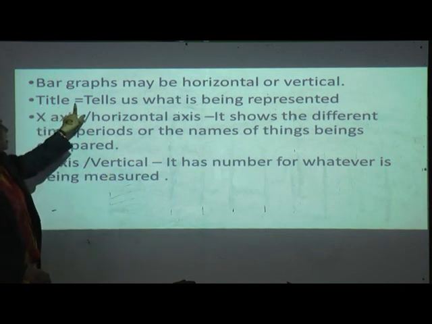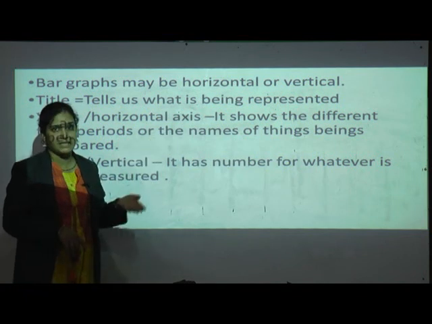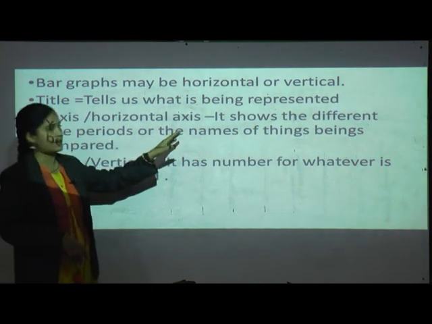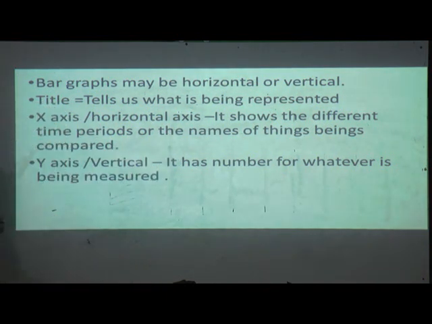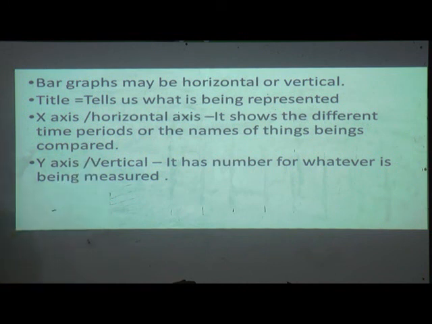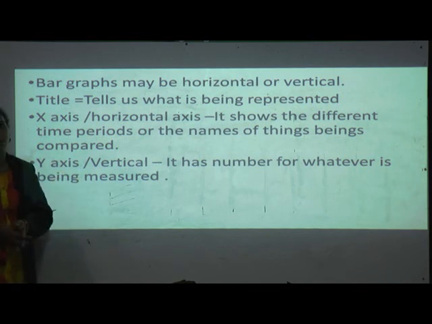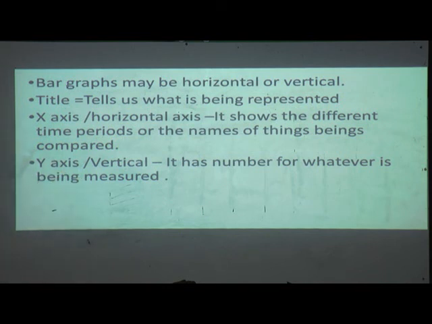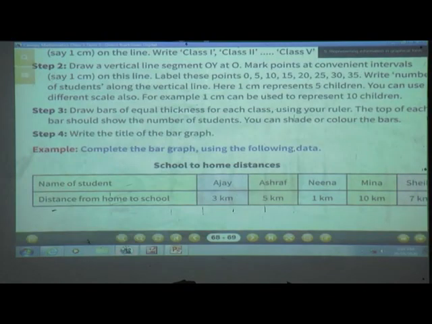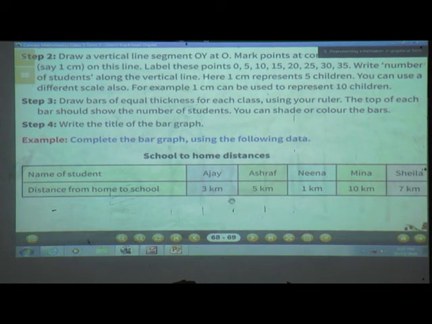So title. The title tells us what is being represented. It is very important. And the x-axis or horizontal axis. It shows the different time periods or the names of things being compared. Now y-axis or vertical axis. It has numbers for whatever is being measured. Okay, so we'll see the example. Page number 69. See in your textbook. Here they have given the example. Complete the bar graph using the following data.